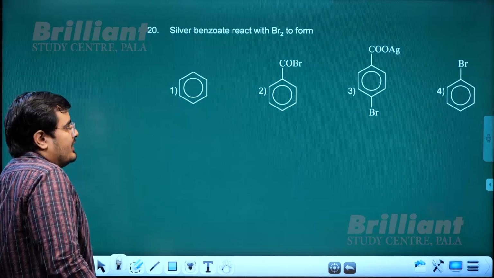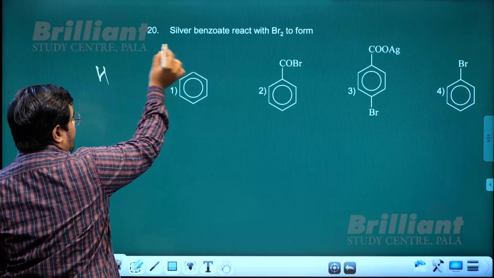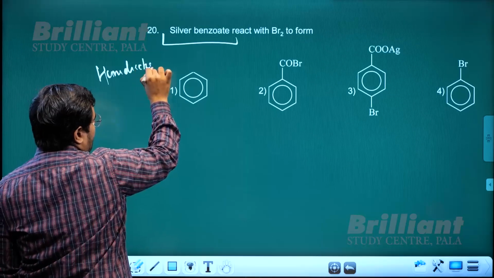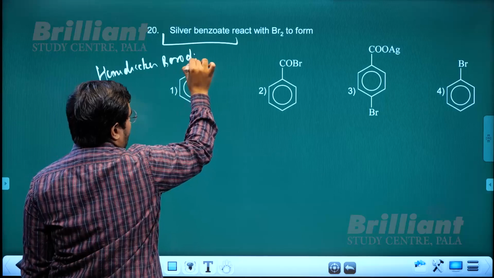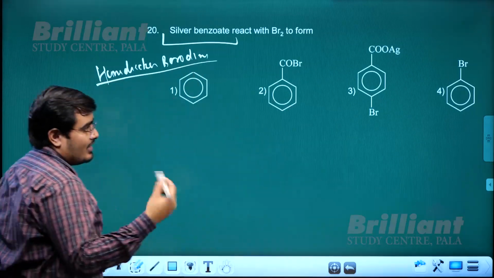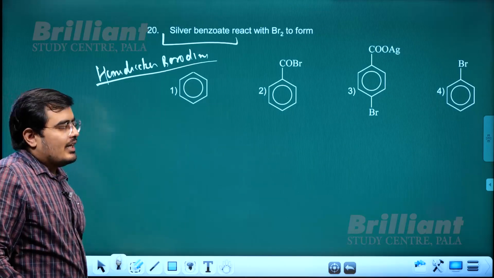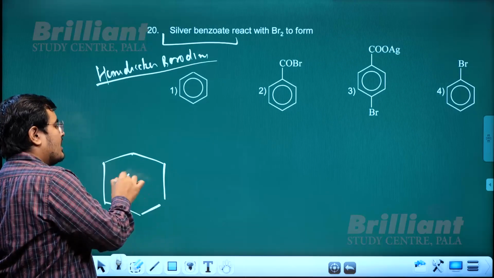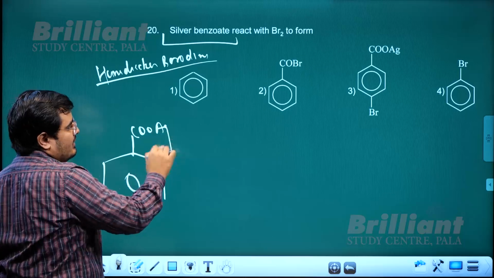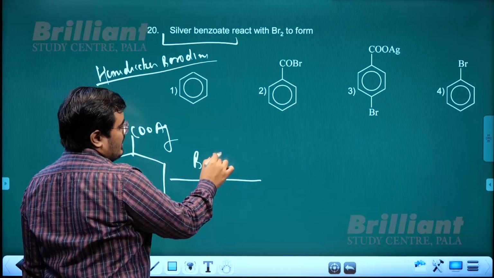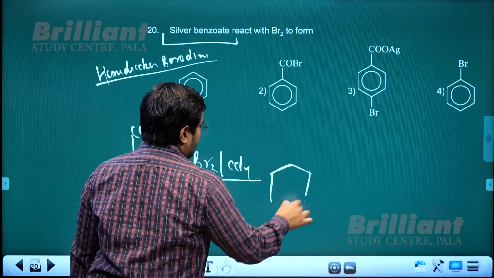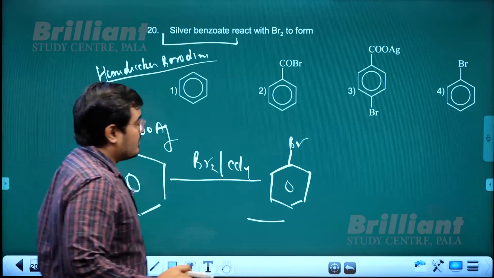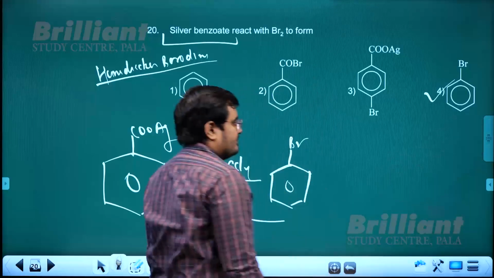Next is silver benzoate reacts with bromine to form, and if you see, it's a silver salt of carboxylic acid. So it's the Hunsdiecker-Borodin reaction, for which I have already discussed the mechanism, and here also you learned that it is used for the preparation of alkyl or aryl halide containing one carbon less than the parent acid that you started with. So this will be treated with bromine in carbon tetrachloride and will lead to the formation of aryl halide here. The mechanism I have already discussed, so that leaves us with option 4 as the answer.